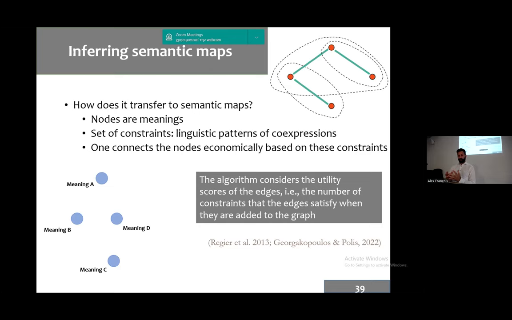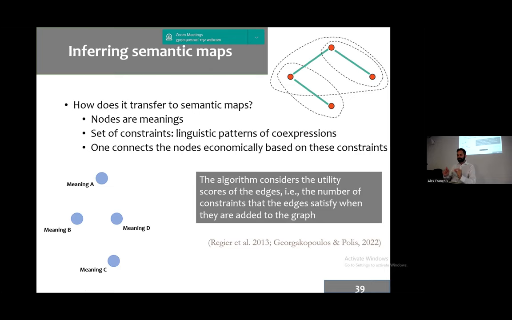Now, take this edge here, these two nodes. Okay, we have an edge here. And let's remove this edge. Okay, so we have only these two nodes. And we add the edge now. So now we have the edge. And the question is, what's the number of constraints that this edge that we added satisfies when we added this to the graph?